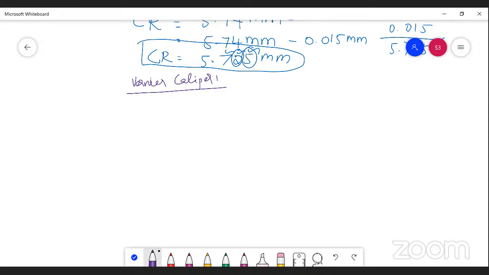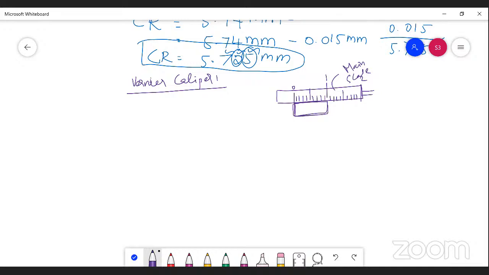See, the vernier caliper in our textbook has two scales: one is the main scale, and the other is the vernier scale. The main scale is measured in millimeter values: 0, 1, 2, 3, 4, 5, 6, 7, 8, 9, 10. From 0 to 1 centimeter is 10 millimeter. Then 1, 2, 3, 4, 5 is 2 centimeter. It is an ordinary scale, called the main scale in the vernier caliper.